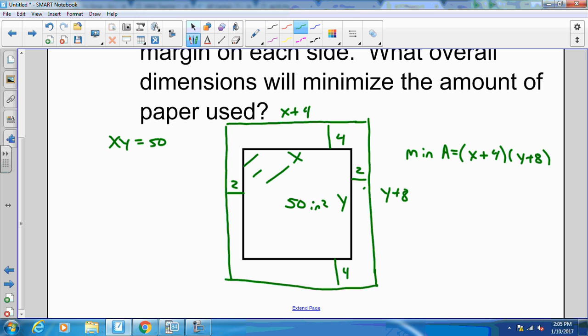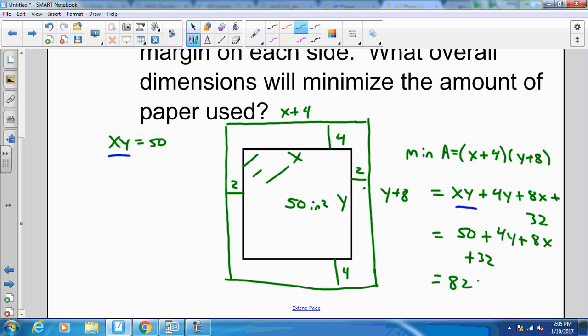Okay, well, let's multiply this out and see what we get. We get this right here, and we observe something. Does anybody see a part over here that's also present somewhere else? That's right. X times y, that's exactly right. X times y is 50, so it makes sense that I could replace this with 50 plus 4y plus 8x plus 32. And there we go. So that's pretty cool.